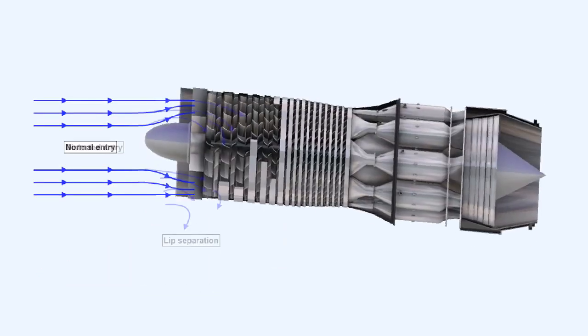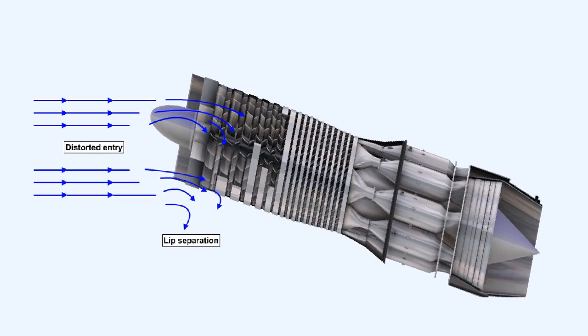Turbulent or disrupted airflow to the engine intake. This will reduce the axial velocity of the airflow through the whole of the compressor.